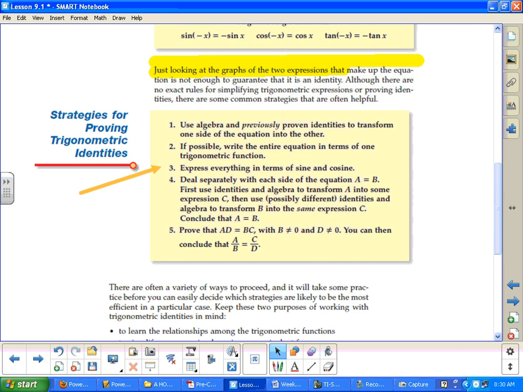So we can use algebra and previously proven identities to transform one side of the equation into the other. Okay? And quite often, if they're to the first degree, we're going to want to make sure we get everything into sine and cosine. Right? That's the easiest way to do them with their first degree. Number two, if possible, write the entire equation in terms of one trigonometric function. So if we change everything to sine or everything to cosine, and here it says that too, express everything in terms of sine and cosine. For number three, when you have things that are squared, then we're going to want to use identities there.